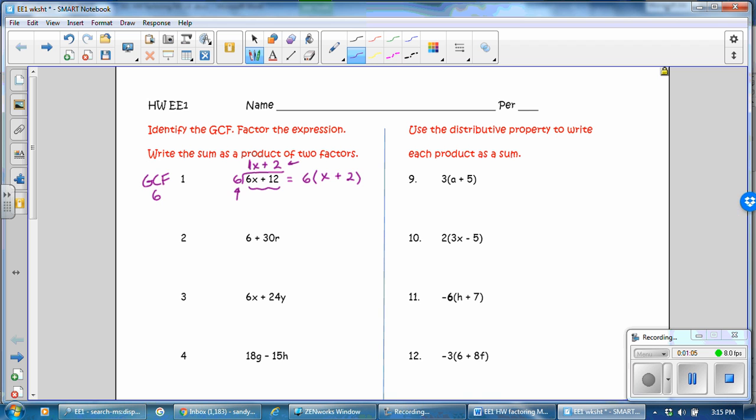This is called the sum. This is called the product. They are equivalent to each other.